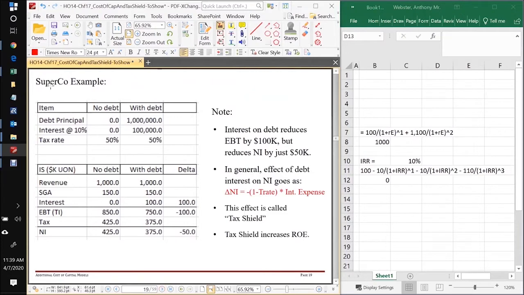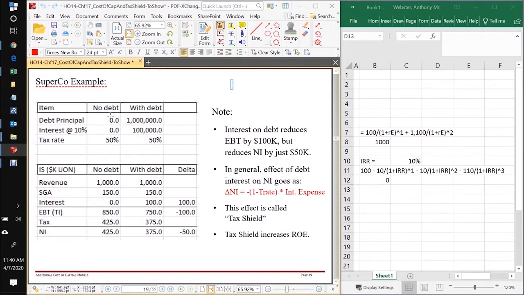Let's see how this works with another straightforward, hopefully, example. We've got here Superco, okay? And what I'm doing here, and I'm going to start doing this a lot for the rest of the semester, is looking at an entity under two different conditions, kind of like we did with the Cowboys and Conservatives. I'm going to look at how things would be without any debt and how they would be with debt. Okay, so here I'm looking at what's going on with the debt itself.